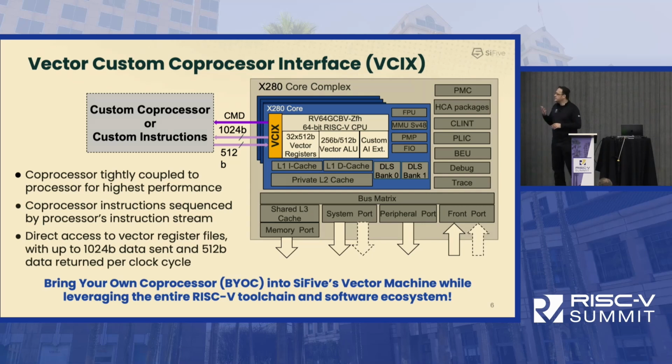So again, this allows you to bring your own coprocessor into the X280 design, with very tight coupling. It's right there in the same instruction stream, with very wide data bandwidth and a very low latency connection to that thing. And again, this is based on what we saw our customers doing with the original X280, and this is a new feature we've added, the VCIX.